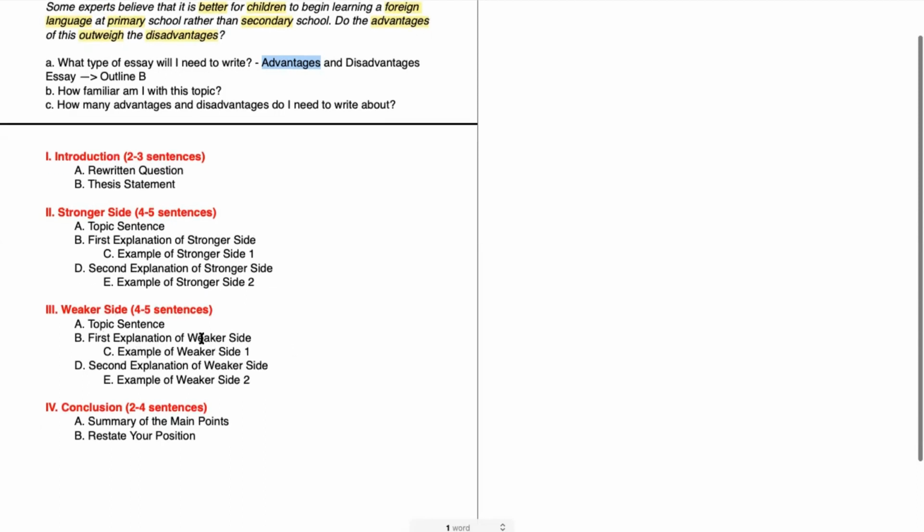Then we're going to do the same thing, but for the weaker side. So the topic sentence, and we're going to include our disadvantages here, which will be the weaker side, with explanations and examples.